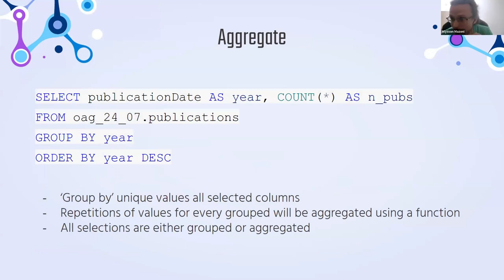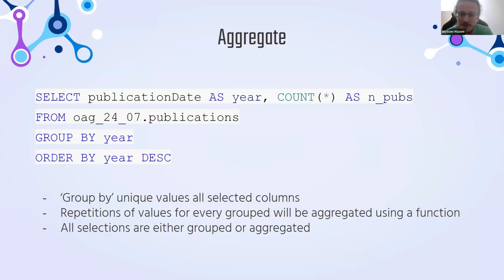Again, I'm working on table publications within the data set OAG247. This time I am selecting publication date, which is a field name in table publications. And I want to count how many publications for every publication date. So I will use the aggregating function count. Count asterisk means I am looking at all the columns. If they have some null value in any of the columns, it will count. If I wanted to count non-null values within a specific column, I would just put the column name within the parentheses instead of asterisk.